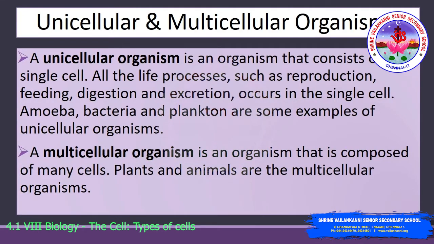So, what is a unicellular and multicellular organism? A unicellular organism is an organism that consists of a single cell. All the life processes such as reproduction, feeding, digestion and excretion occur in the single cell. Amoeba, bacteria and plankton are some examples of unicellular organisms. While a multicellular organism is an organism that is composed of many cells. Plants and animals are examples of multicellular organisms.